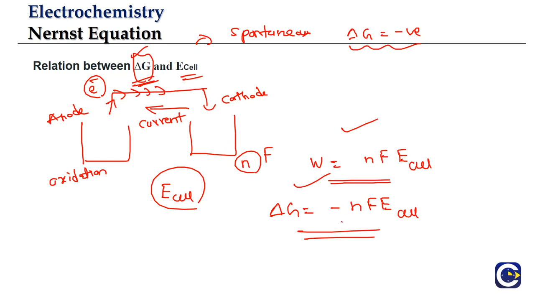So the relation between delta G and E cell is always delta G equals minus nF E cell. And we know for a working cell, the E cell value will be positive. Whenever we have a cell which is working, E cell will always be positive. And if E cell is positive, delta G is always going to be negative. That is the significance of having a positive E cell value. So this is the relation between delta G and the E cell value.